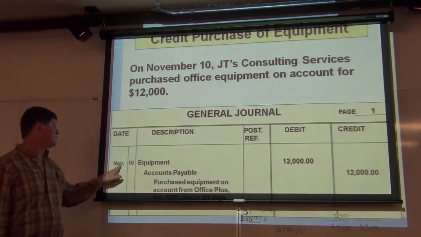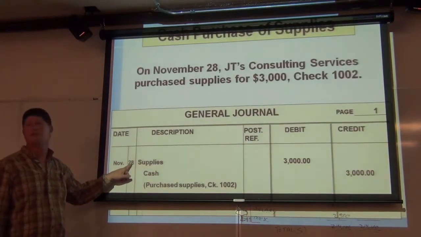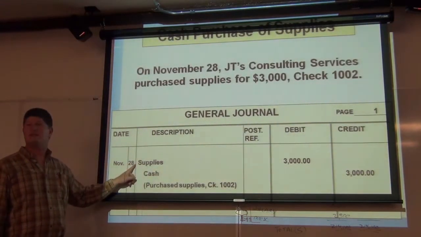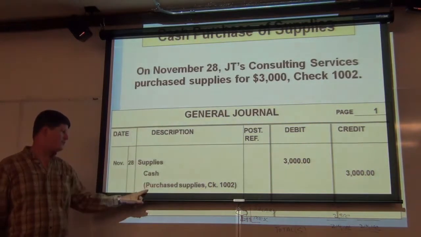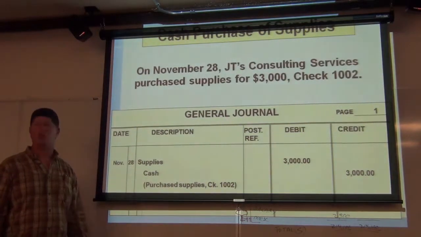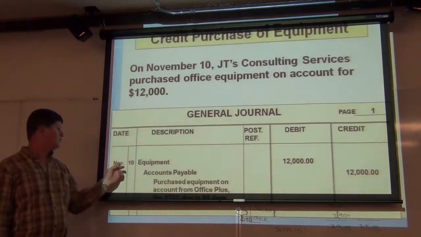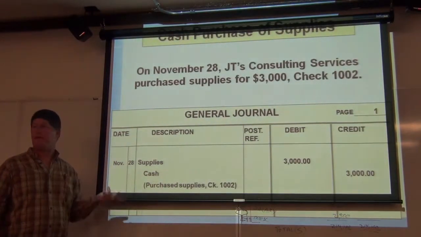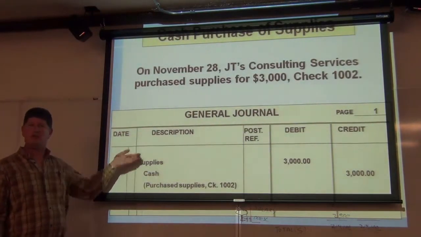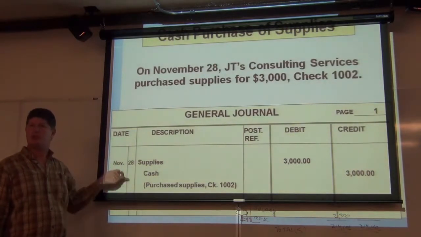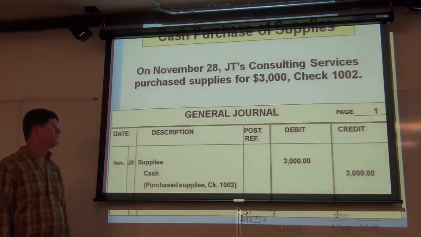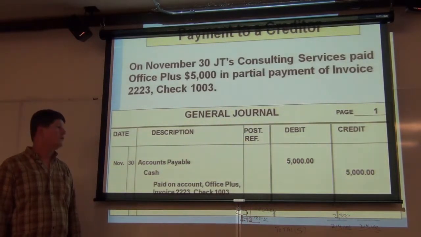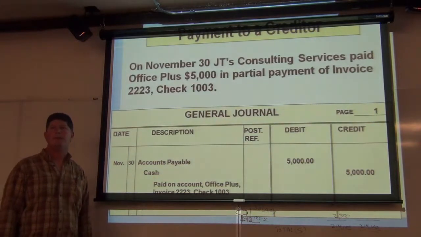Okay, notice we're going to skip from the 10th all the way out to the 28th. We bought some supplies. Debit supplies, right? It's an asset. It goes up. Credit cash. We paid for it in cash. 3,000. Purchase supplies. Check number 1,002. Good. What was he doing between the 10th and the 28th? I don't know. But you do these in sequential order. So if there was something in between, it would have to show up on the general journal, correct? Okay. Questions? This is something you would obviously want to take care of on a daily basis.